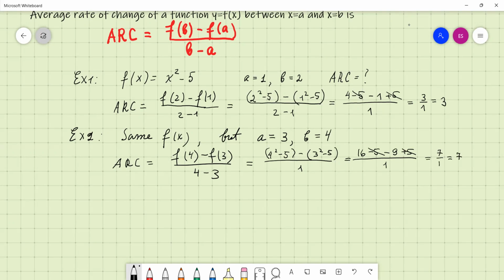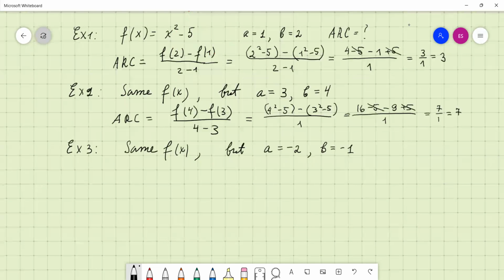So you see that the rate of change of this function is not constant. Actually, it's increasing. So the function is changing faster the farther away from 0, right? Okay. Well, maybe I'll consider one more example of the same function, but I'm going to choose different points. I'm going to write down the same f of x, but I'm going to use a equals -2 and b equals -1. Let's check what is going to happen here.